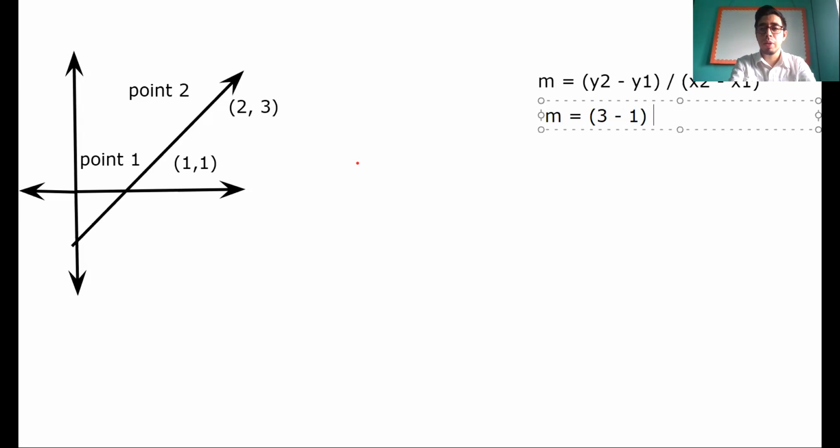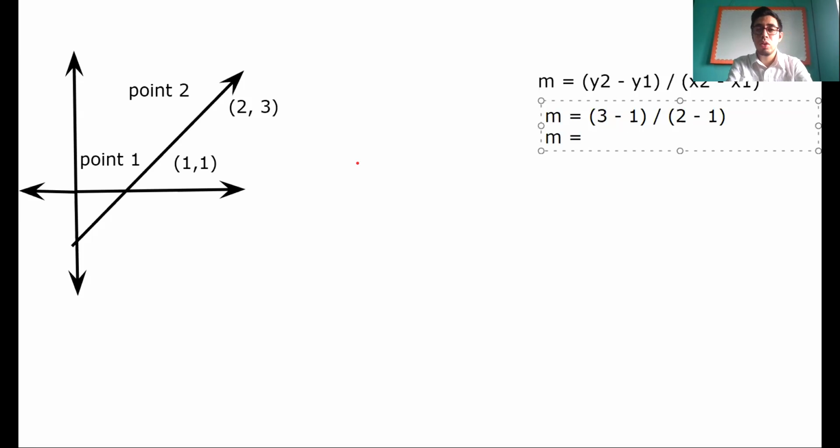This is going to be divided by the values of x. What are the values for x? The first point is 2, the coordinate 2, so 2 minus the value for x that is located on the point number 1. So I have this, and when we subtract, we obtain that the slope m is equal to 3 minus 1 is 2, 2 divided by 2 minus 1, that is 1. So the slope finally is equal to 1.